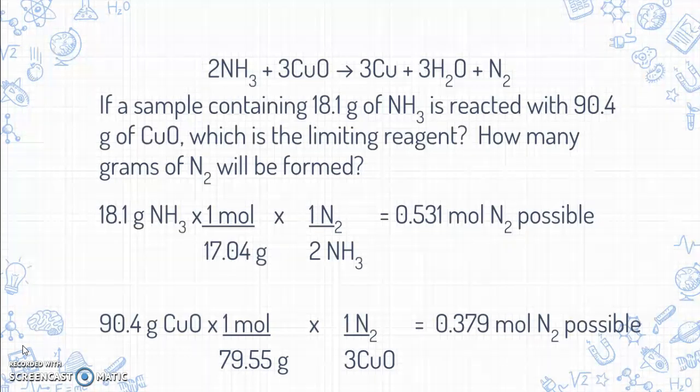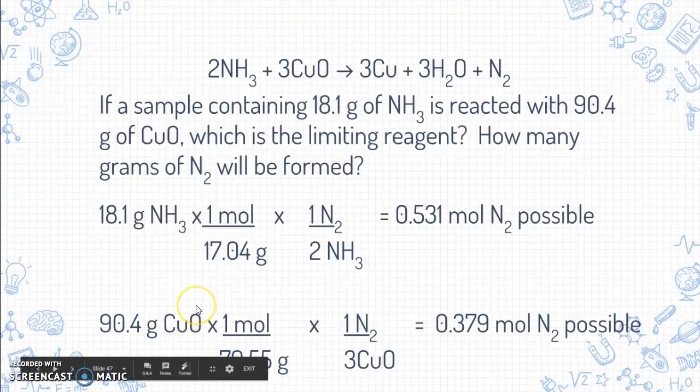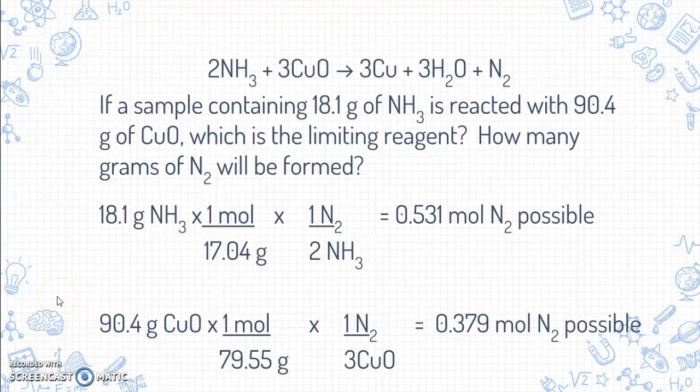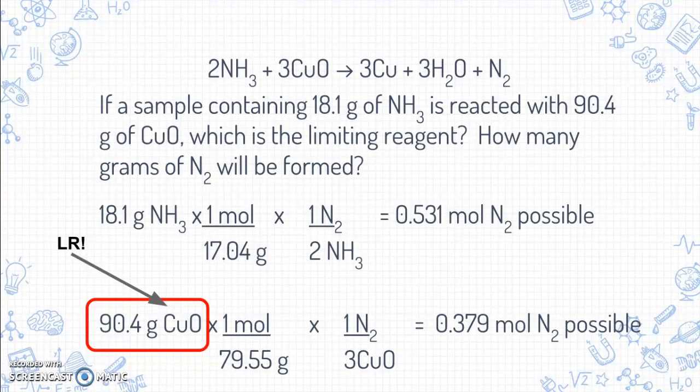So now if you look at that, the copper oxide produces fewer moles than the ammonia, which means that the copper oxide is the one that's limiting. The ammonia can't all react and produce 0.531 moles if the copper oxide would only produce 0.379. Only one of those can totally react. And so in this case, the copper oxide is the limiting reagent.